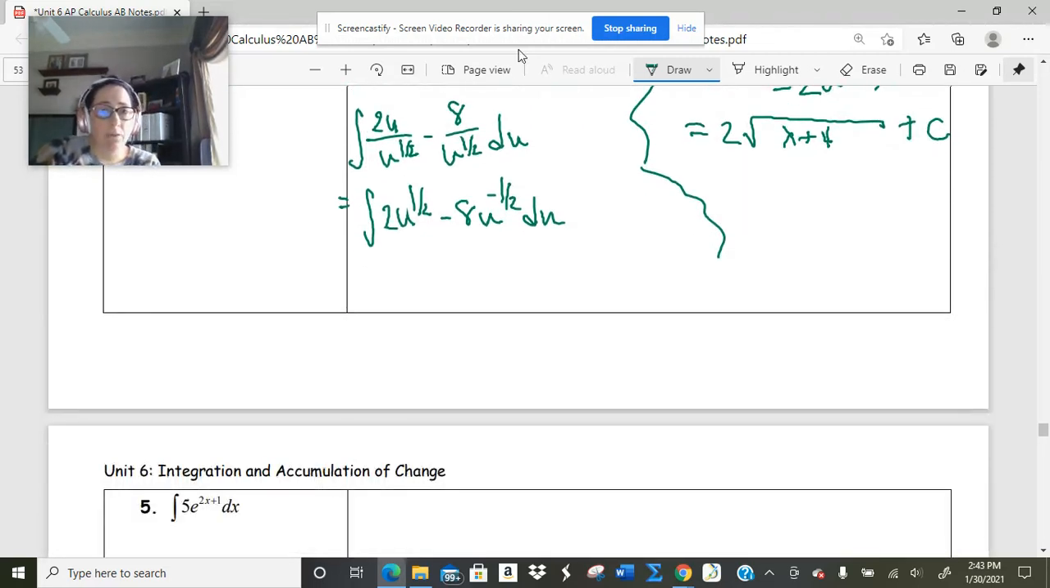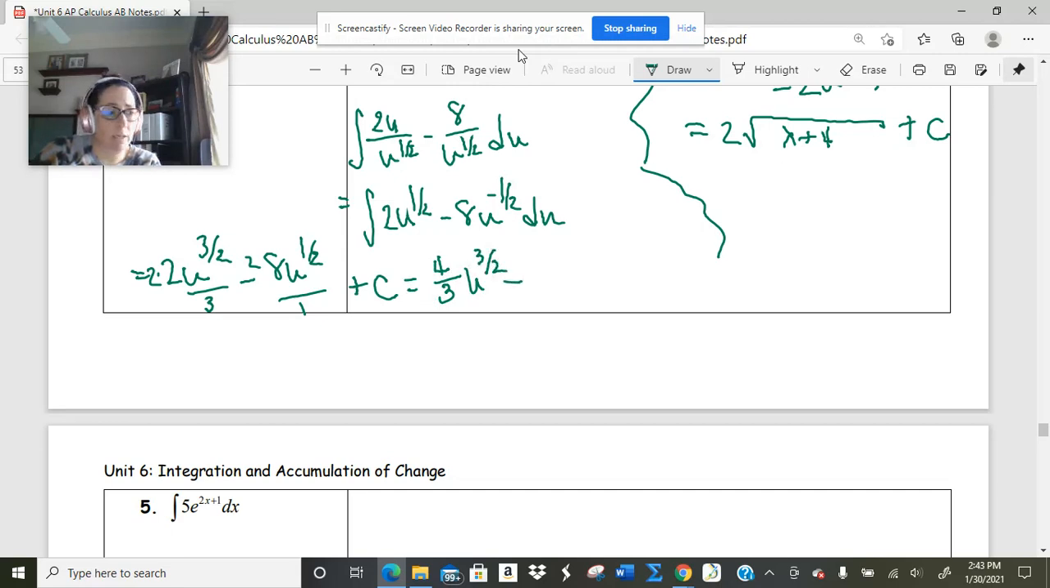So I'm going to take my antiderivative, u to the 3/2 divided by 3/2, minus 8u to the 1/2 divided by 1/2 plus c. So now this would be 4/3 u to the 3/2 minus 16 u to the 1/2 plus c. So I'm going to go ahead and get my u. What it was originally was x plus 4, minus the 16. The u here is x plus 4.